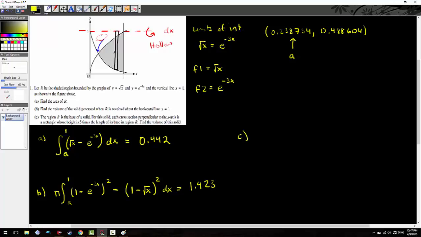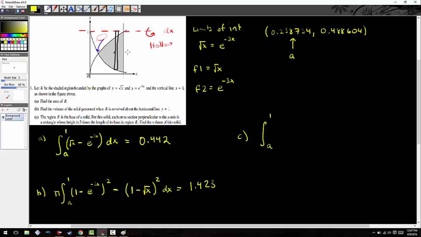Part C. The region R is the base of a solid. For each solid, each cross-section perpendicular to the x-axis is a rectangle whose height is 5 times the length of the base of region R. Okay, we've never dealt with this exactly before. However, it's pretty easy to figure out. Cross-sectional volumes, again, it's a dx one. They told me that. Perpendicular to the x-axis indicates dx. So I'm going to go again from A to 1.